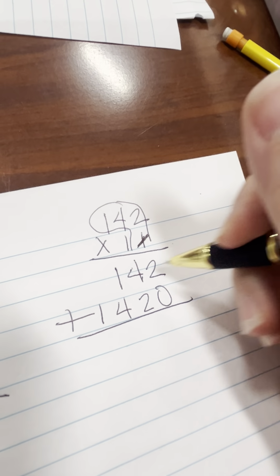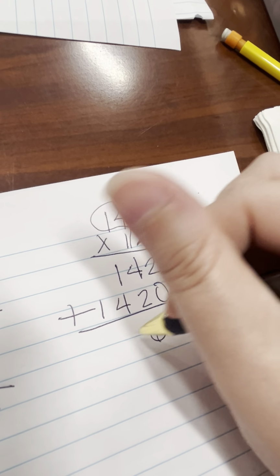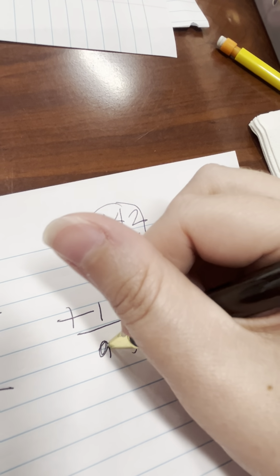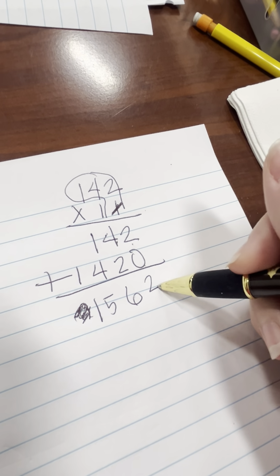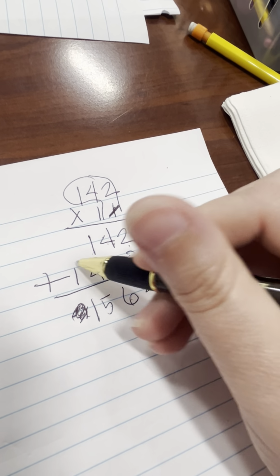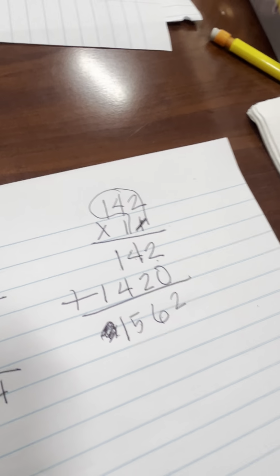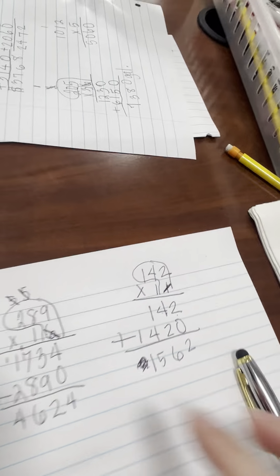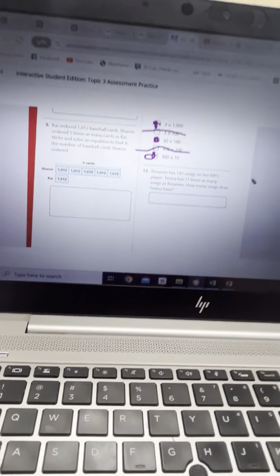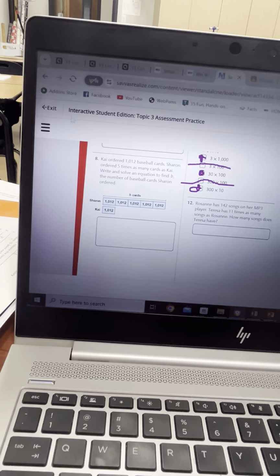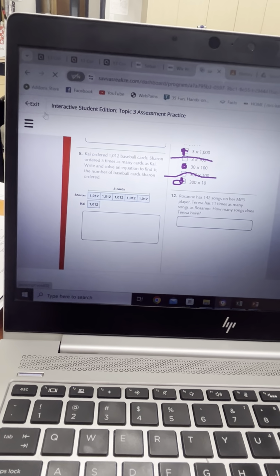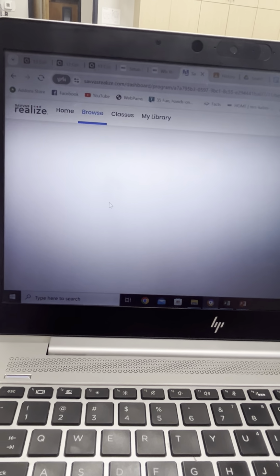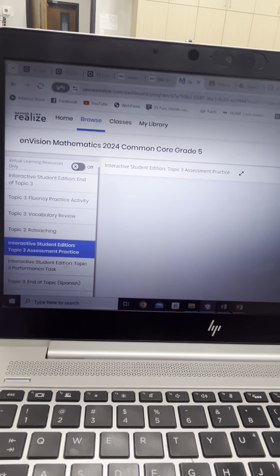142 times 1. Add it together. Oops, 1. Sorry. Okay, that was 2. That was 6. That was 5 and 1. 1562. Yay! All right, we are done with the regular assessment part. Now we are going to do the performance. And I believe we had decided just to do the front page because it's a lot of multiplying.